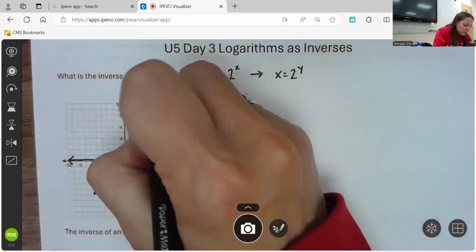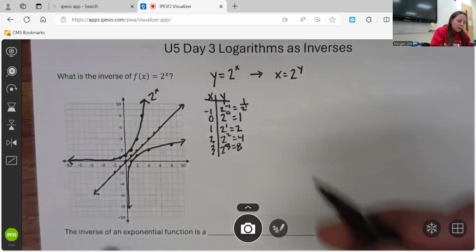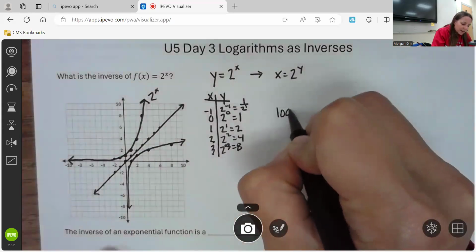Now this is 2 to the x. But what is this one? This is a logarithm. We can write this as log.